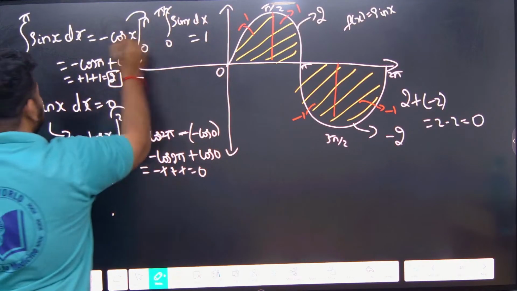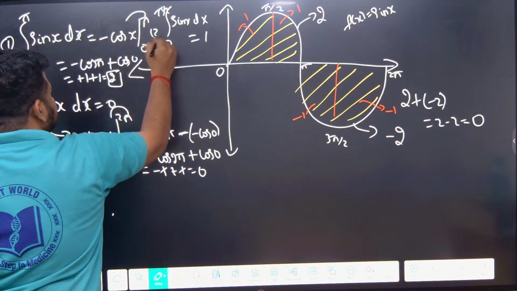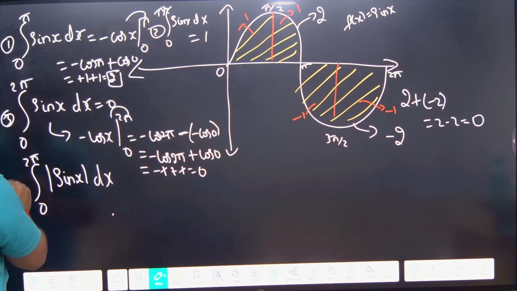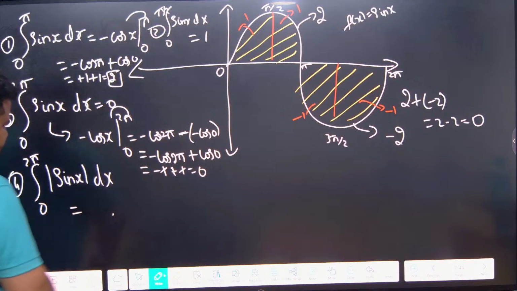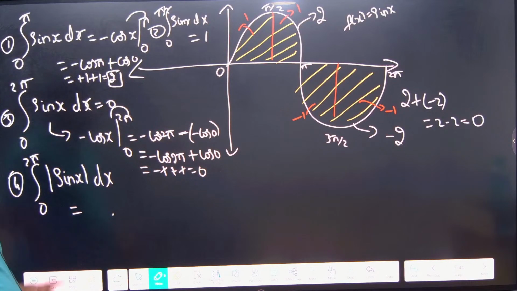Okay, first result, second result, third result, and the fourth result also you should remember. How is it coming? See here, mod sin x. Mod is a distance function, and distance should always be positive. Same way I told you in the modulus function class. So how will the mod sin x graph look?